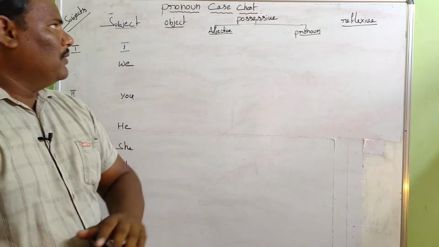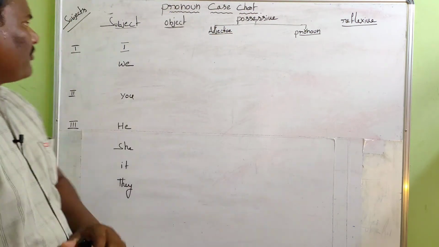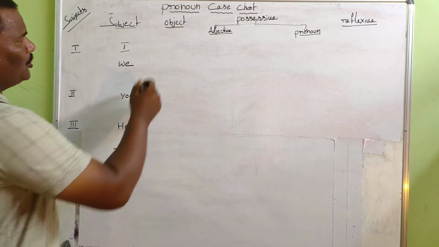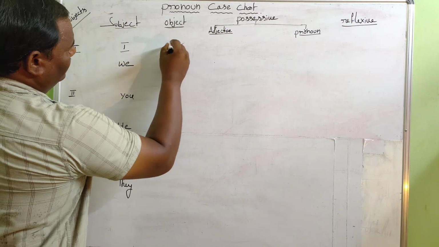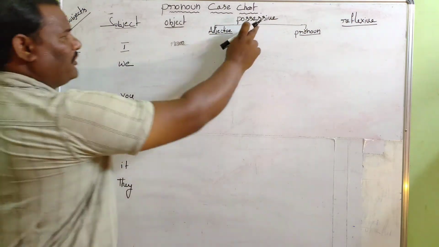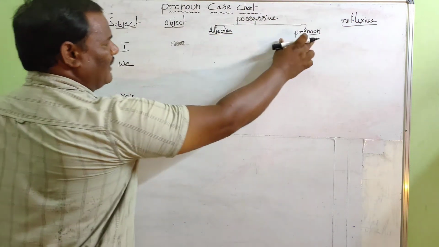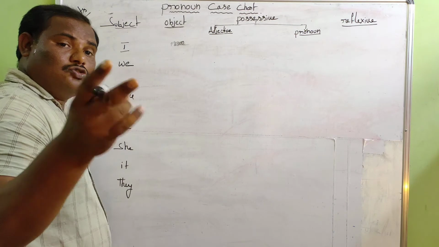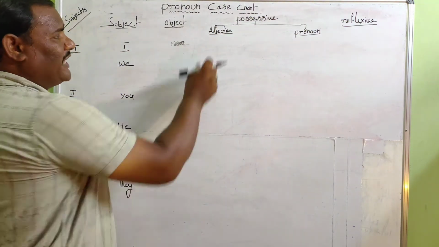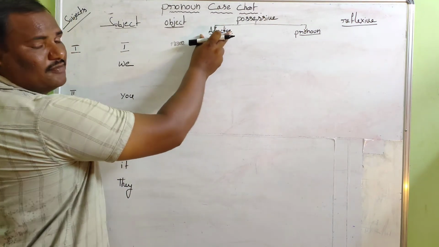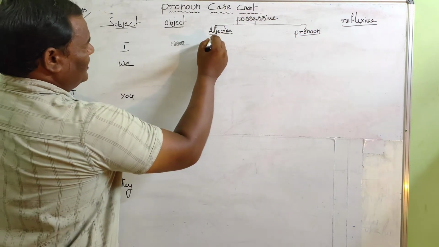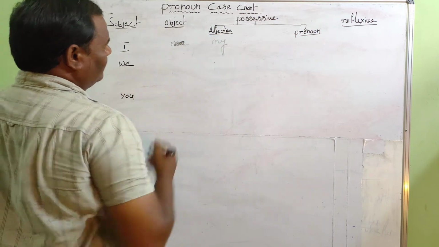Okay, now we are going to see the different cases using the pronoun case chart. Dear friends, if I is the subject, in the objective case it will be me. In the possessive case we have two classifications again. First one is adjective, second one is pronoun. So we shall take up the possessive adjective and the possessive pronoun. We shall take up the first one, possessive adjective. In the possessive adjective, I becomes my.